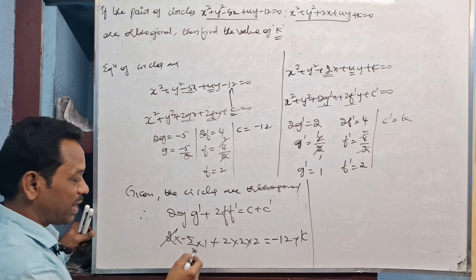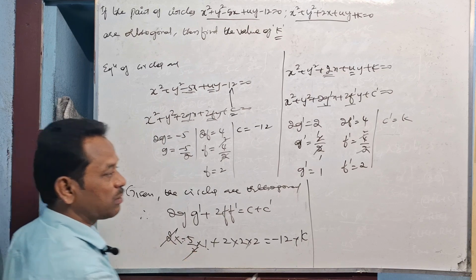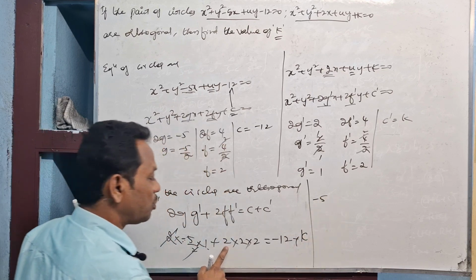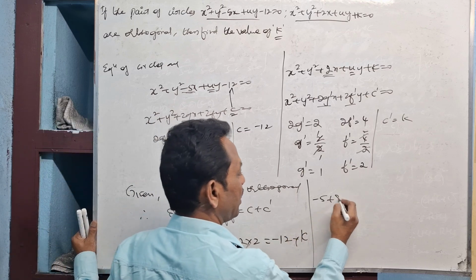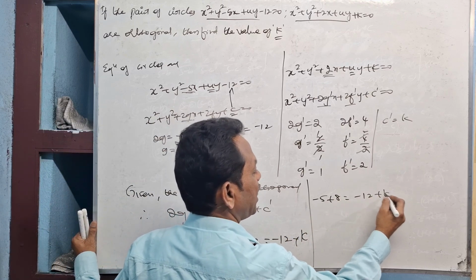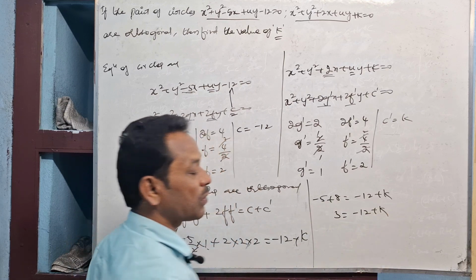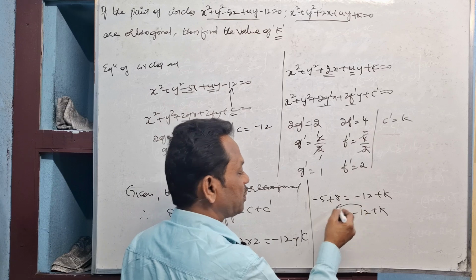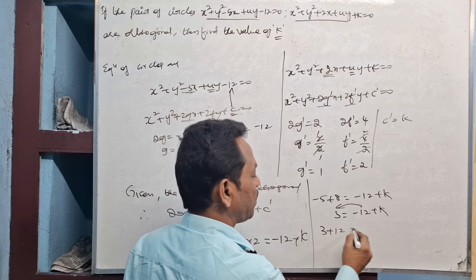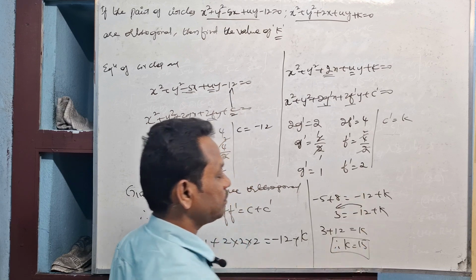You can cancel the 2 and 2. So minus 5 into 1 is minus 5, and 2 into 2 into 2 is 8, equal to minus 12 plus k. So here we'll get 3 equal to minus 12 plus k. Minus 12 is shifted to the LHS, so 3 plus 12 equal to k. Therefore the value of k is 15.